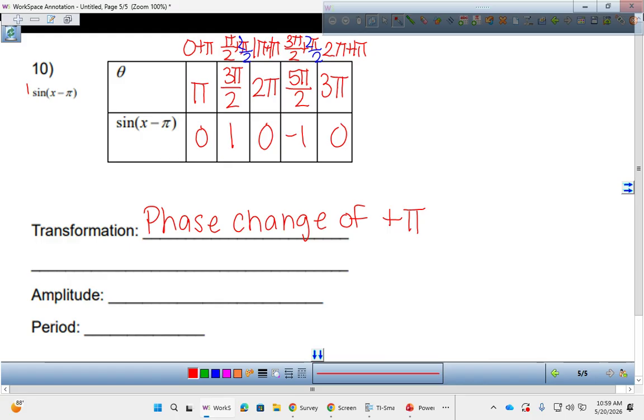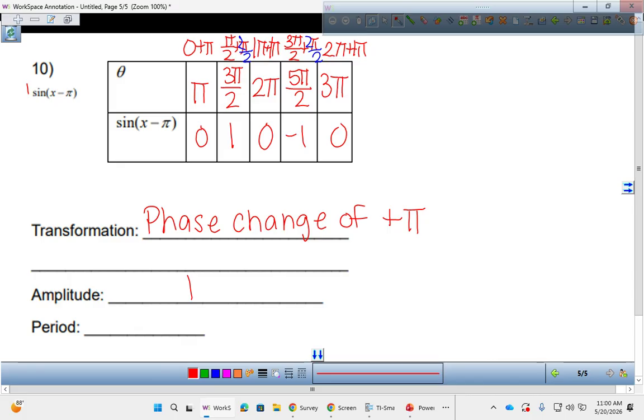Remember, this is like the unit circle, right? So when we start at the first point, the y value is 0. Then we went up. Now it's at 1. Now it's back to 0, negative 1, 0. That's where they're coming from. All right. The amplitude is the A value. The A value is the first value. If there's nothing there, you can write a 1. The amplitude is 1.